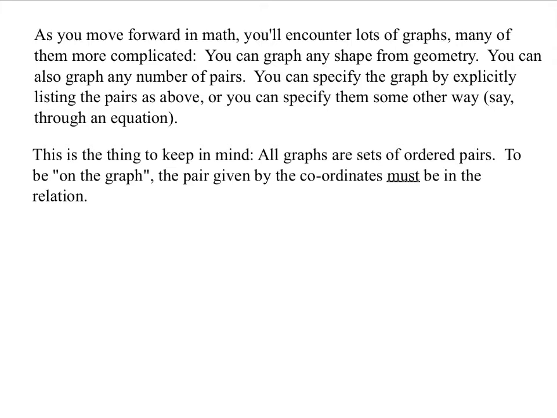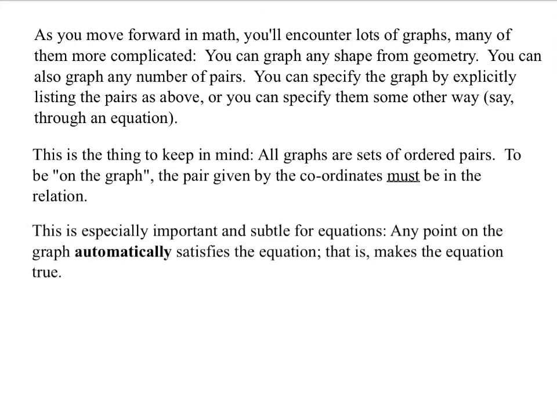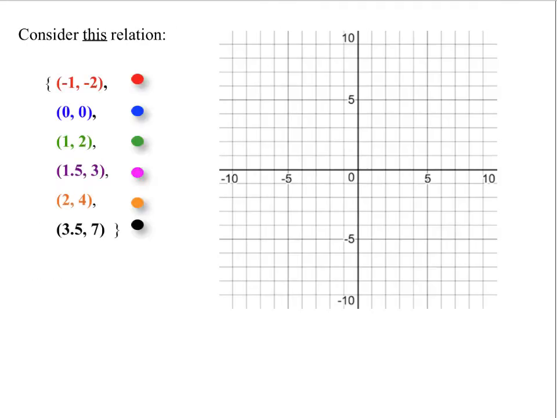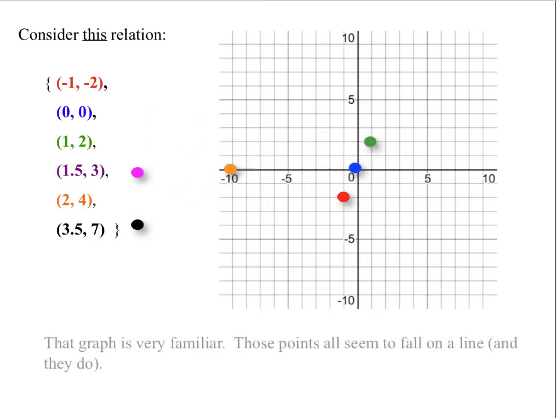This is especially important and subtle for equations. Any point on the graph automatically satisfies the equation. That is, it makes the equation true. Consider this relation. That graph is very familiar. These points all seem to fall on a line, and they do.